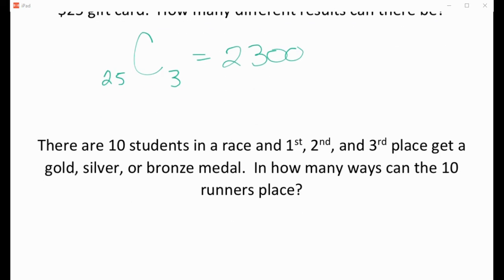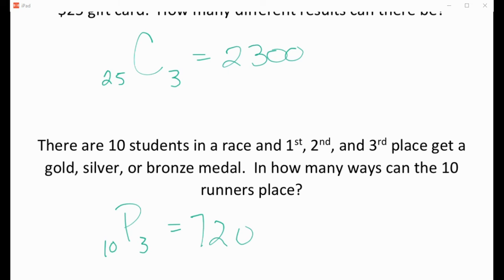Then this one, there's 10 students in a race. First, second, and third place get a gold, silver, bronze medal. So this one, order does matter. They're getting different medals because first, second, and third are different. So that's going to be a P. So there's 10 people in the race, 3 winners. That gives 720 different possible outcomes of the ways that race could come in.